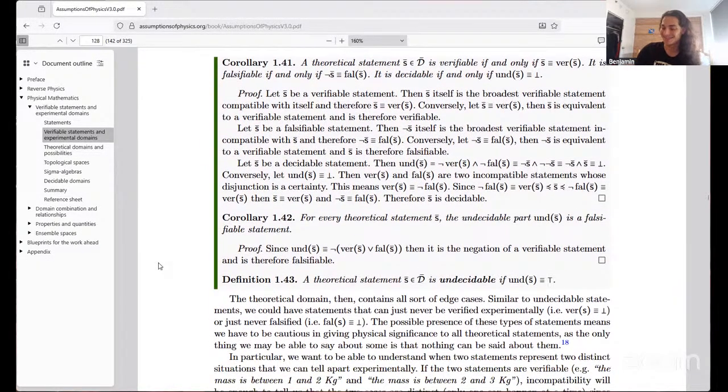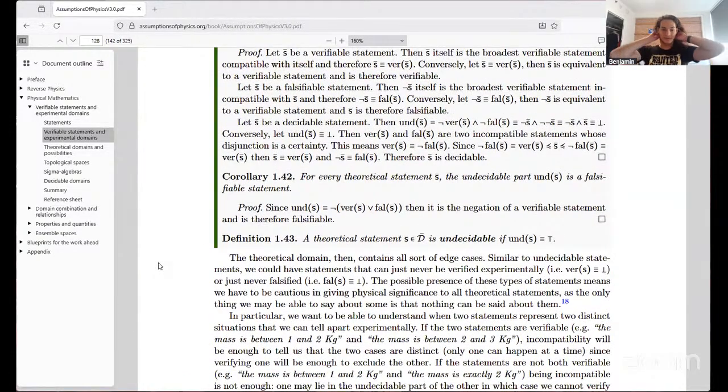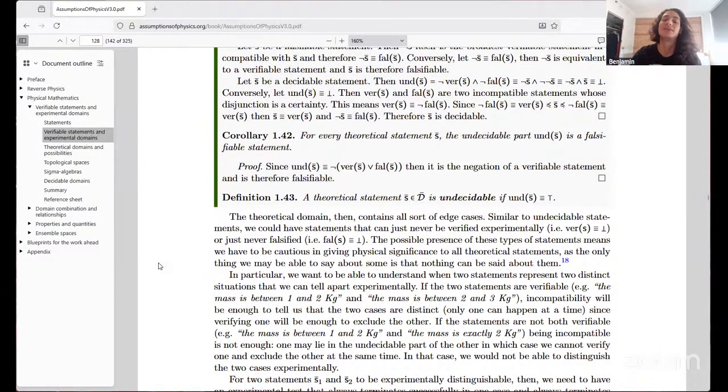Some of these very obvious statements do get very in the weeds. Yeah, so as a corollary, for every theoretical statement S bar, the undecidable part und of S bar is a falsifiable statement. Proof: since the undecidable part is equivalent to the negation of var or fall, then it is the negation of a verifiable statement, and therefore falsifiable. Definition 1.43: a theoretical statement S bar is undecidable if the undecidable part of it is equivalent to certainty. It's a certainty, yeah.